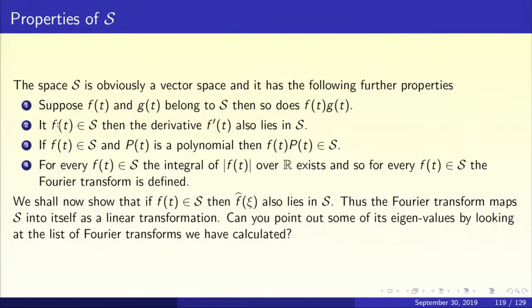Next, if you take an element in the Schwartz space, by the very definition, f prime is also in the Schwartz space. If you take an element in the Schwartz space and multiply it by a polynomial, then the product is again in the Schwartz space. Every element of the Schwartz space is absolutely integrable over the whole real line. And so for every element of the Schwartz space, the Fourier transform is defined. It's an easy exercise for you to prove these basic properties and I leave it to you to verify them.